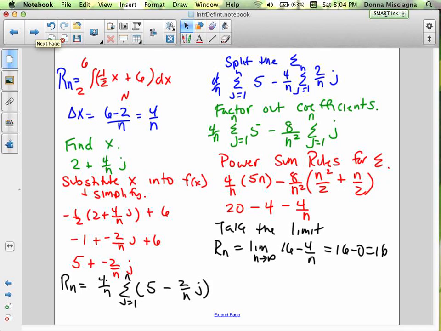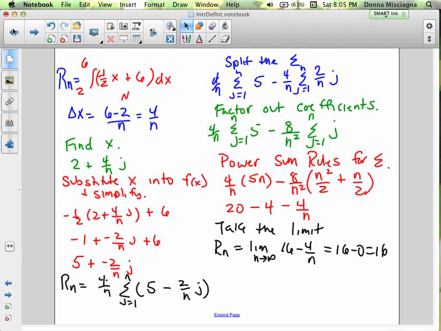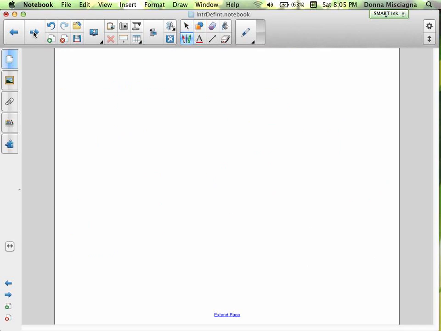Let's do 3. Oops, somehow it didn't get written down. All right, it was negative 1/2 x plus 6 from 2 to 6.